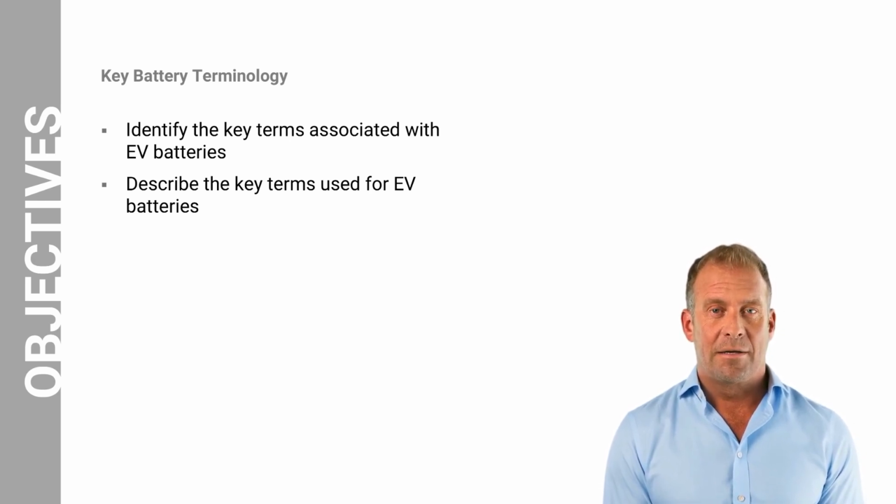Keeping that thought in mind, let us look at our lesson objectives. By the end of this lesson, you will be able to identify the key terms associated with EV batteries. This will enable you to recognize the terms and decipher the technical jargon related to EVs. Next, you will be able to describe key terms used for EV batteries. This will help you to grasp the meaning and comprehend the functioning and components of EV batteries more effectively.